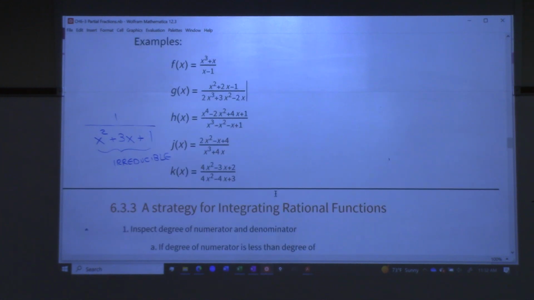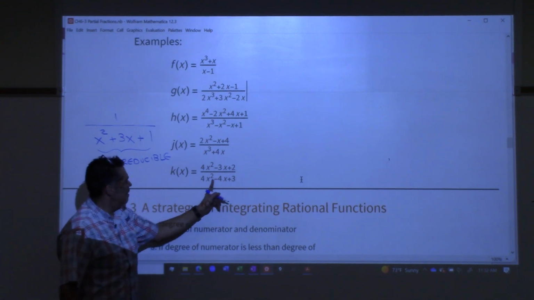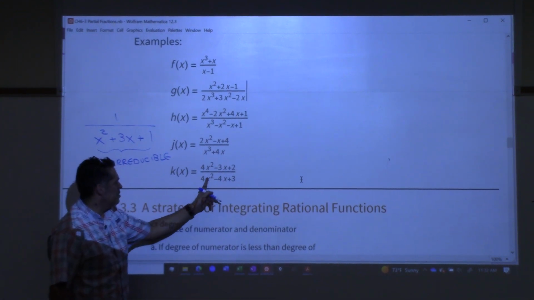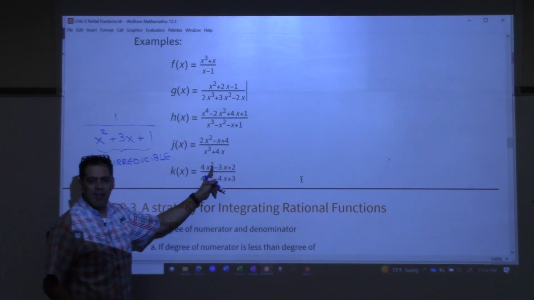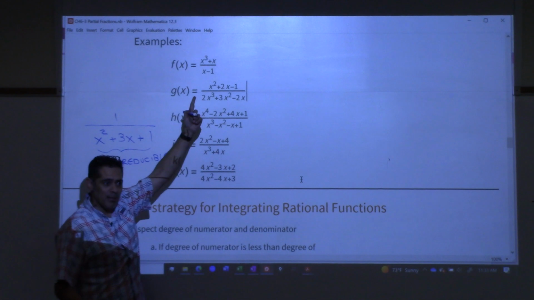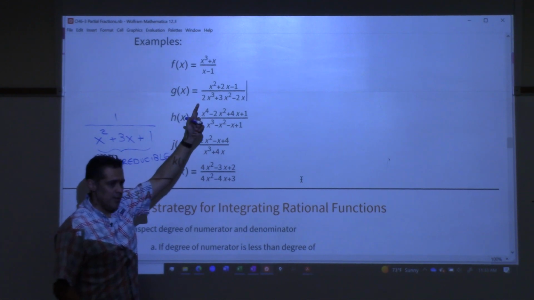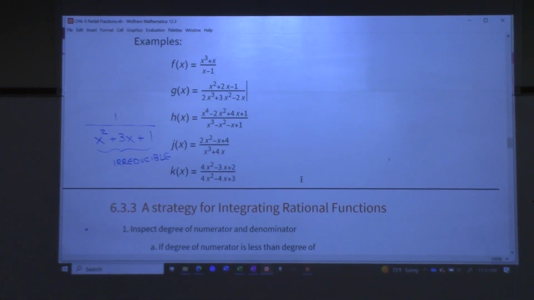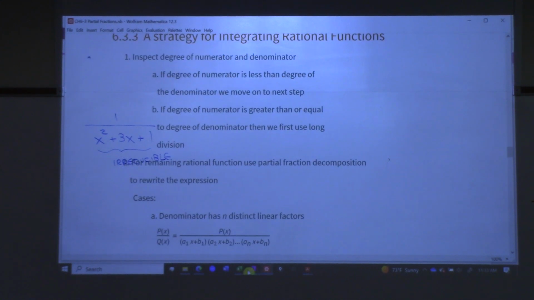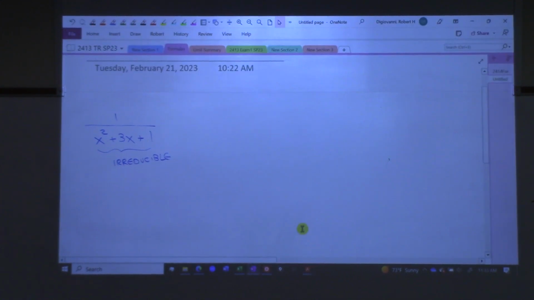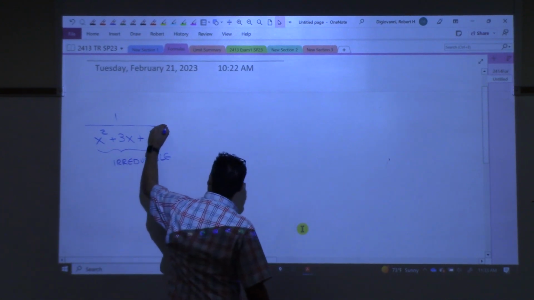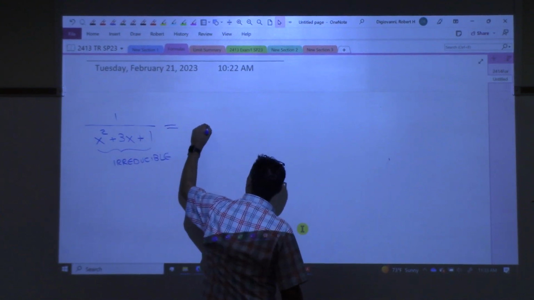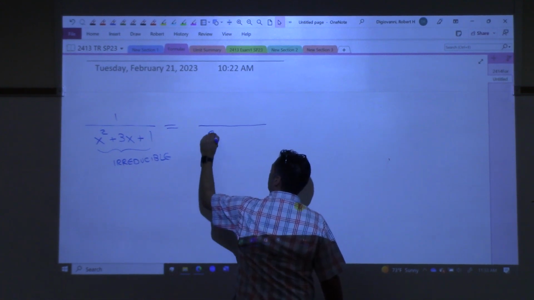Like this right here. I'm not sure if that factors, who cares, but if that's a quadratic, let's say it was irreducible, notice the numerator's not a number. So you can't use the method we learned last class. You have to do something first. So I need to give you the idea here. If you have an irreducible quadratic here, then what we're going to try and do is turn that into something over that irreducible quadratic.